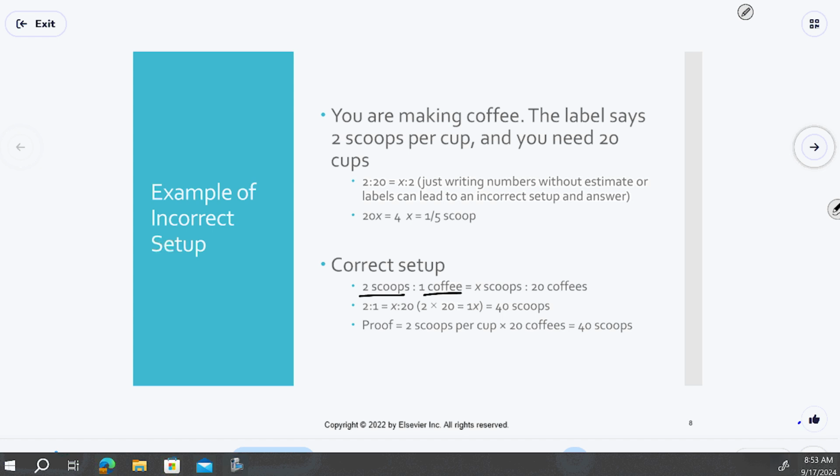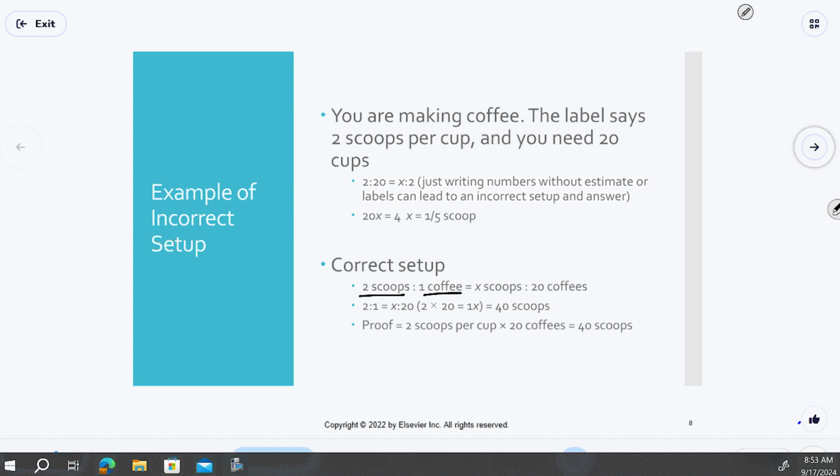Equals X scoops to 20 coffees. I don't know what X is. The question's asking you, the label says you have this, and you need 20 cups. So you also know you need 20 cups, but what you don't know is how many scoops it takes to get there. And so there's your X. I want to know how many scoops it takes to make these 20 cups of coffee I need for this staff meeting or whatever. So my X in this case is the scoops.